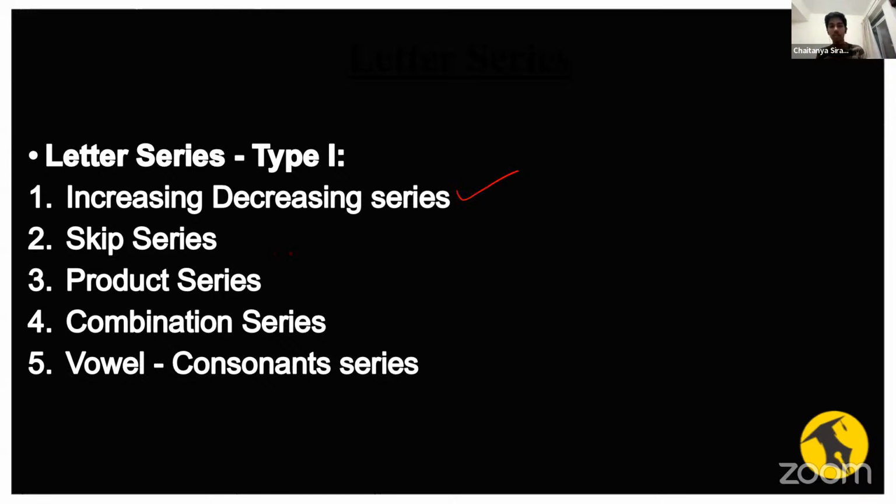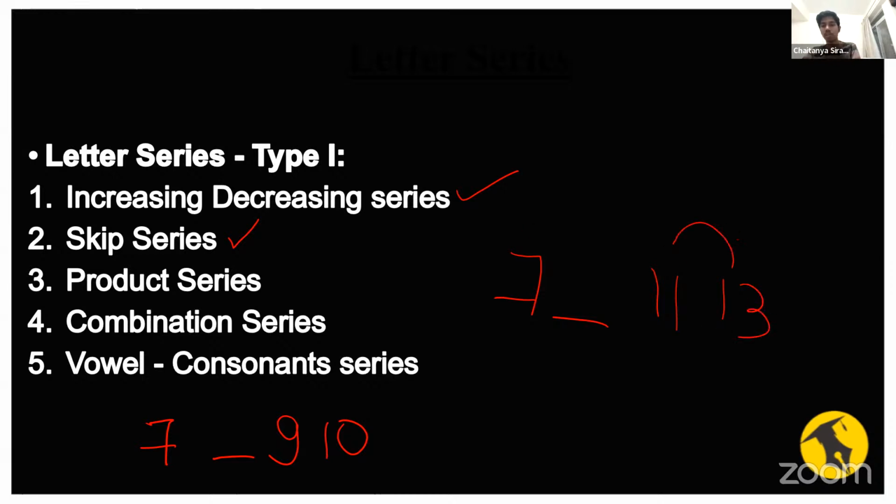There can be increasing and decreasing series. There can be some skip series. For example, I can have 7, a blank, then 9, 10. So here the number 8 is skipped. Or let's say I have 7, then a gap, then 11, then 13. So basically I am doing a plus 2 every time, or you can say we are jumping between the odd numbers. We will be solving a lot of questions on this.